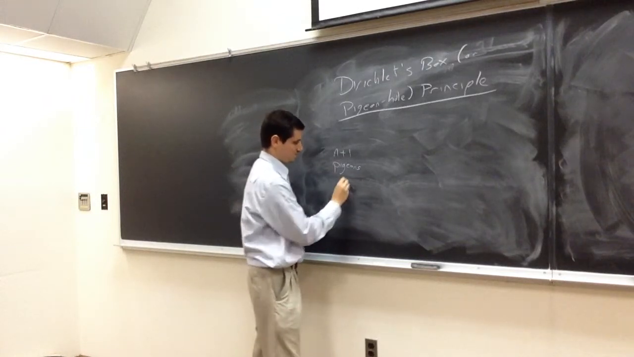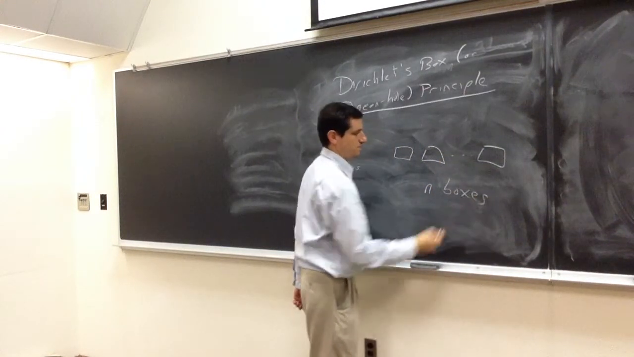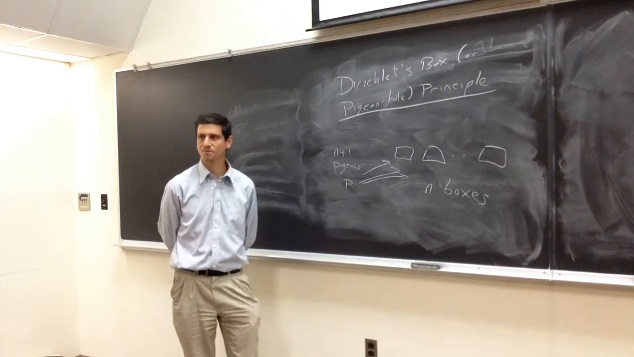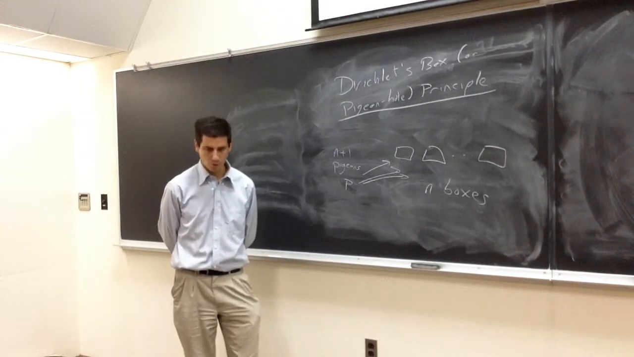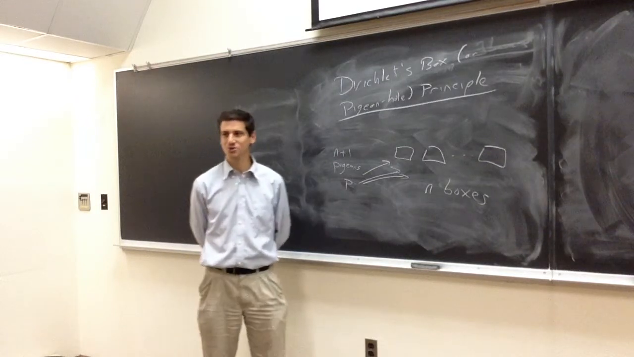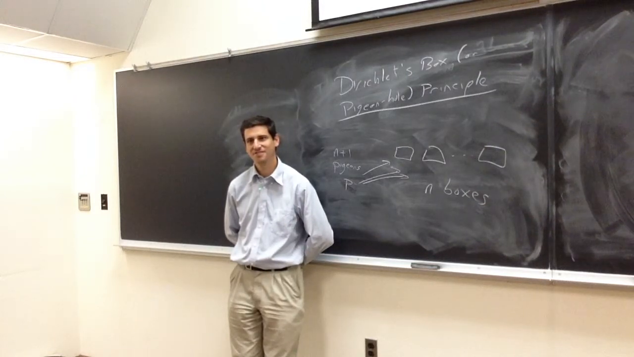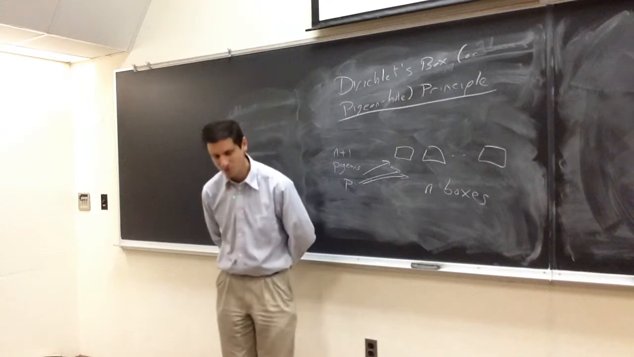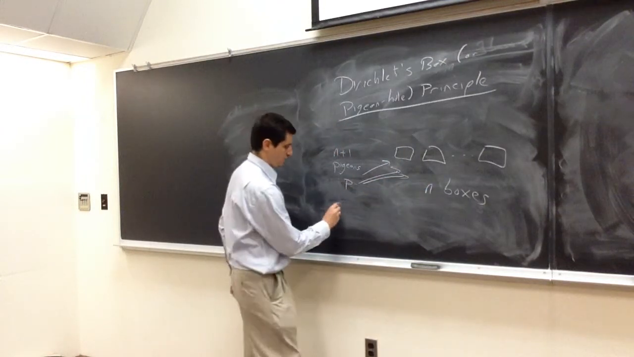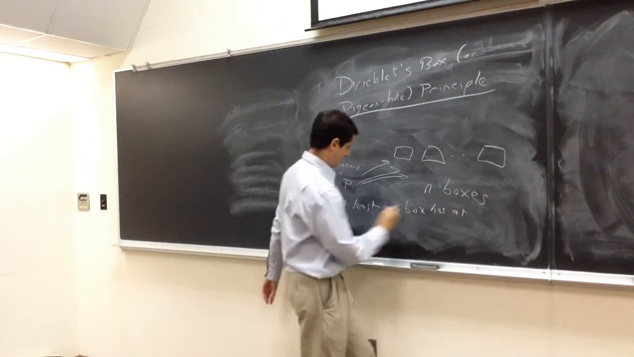Pigeons. And we have n boxes. And we shoot the n+1 pigeons into the boxes. What must happen? One box has two pigeons. One pigeon doesn't get a box. Every pigeon goes into a box. So one box, yes. Or more specifically, at least one box has at least two pigeons. What you said was correct. At least one box has at least two pigeons.